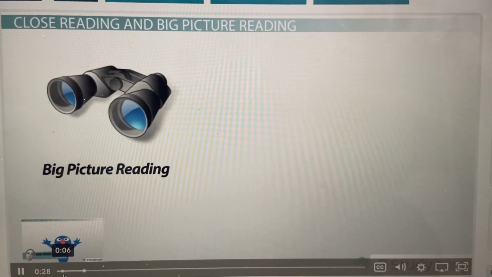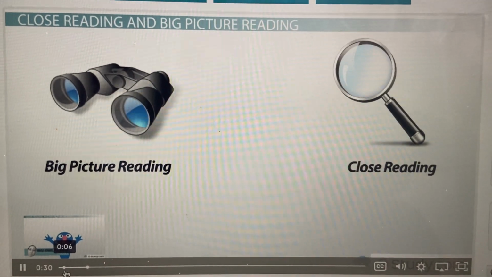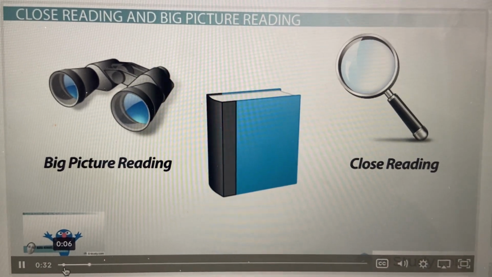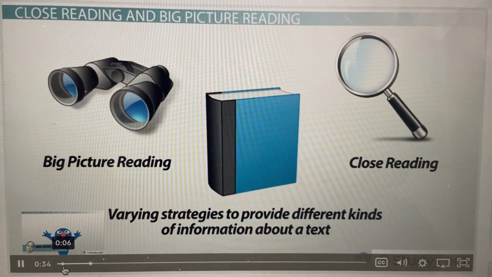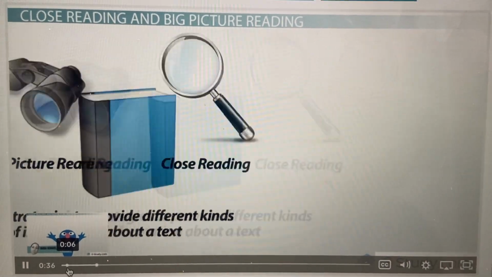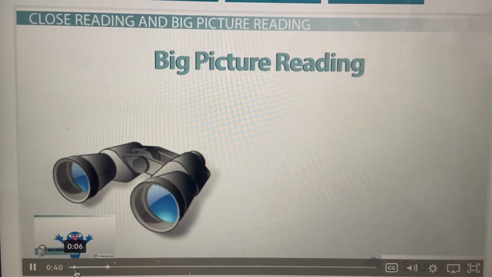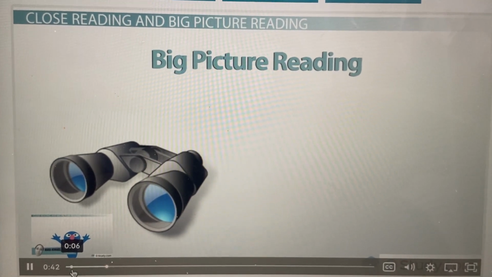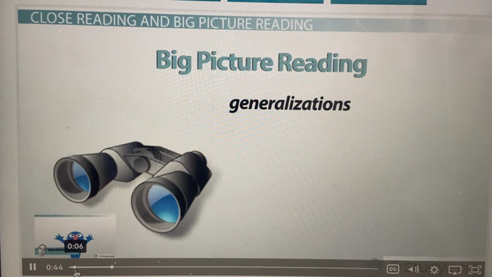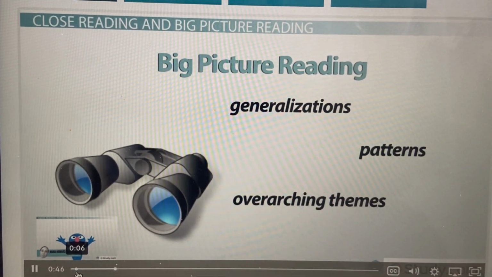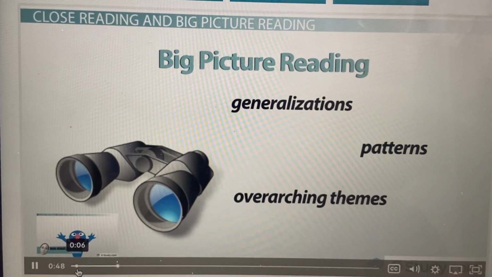Big picture reading and close reading are two ways of looking at a work of literature. They use varying strategies to provide different kinds of information about a text. One type of approach to reading, big picture reading, is the far view. Seeing things from a distance allows us to make generalizations and see patterns and overarching themes we can use to describe a work of literature as a whole.